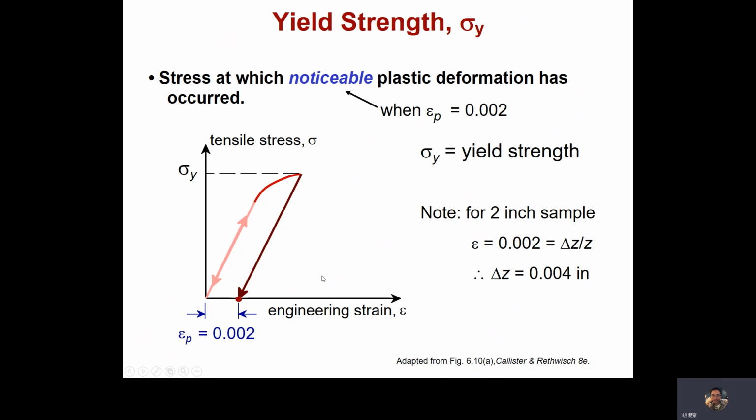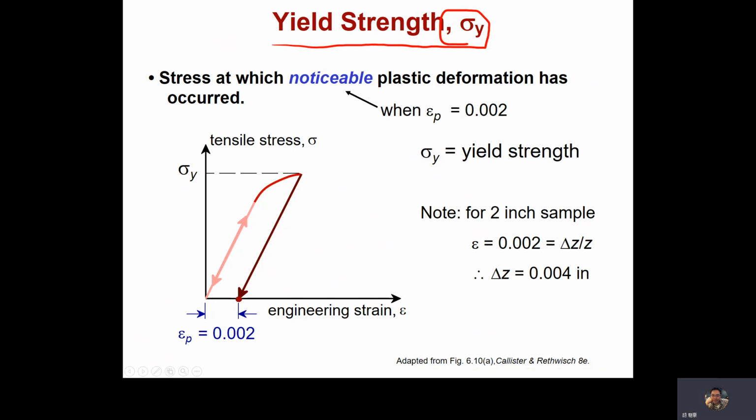And we can define some mechanical properties from this tensile test. The first is called the yield stress, sigma y. It is the stress at which noticeable plastic deformation has occurred, and this stress is defined as the yielding stress.